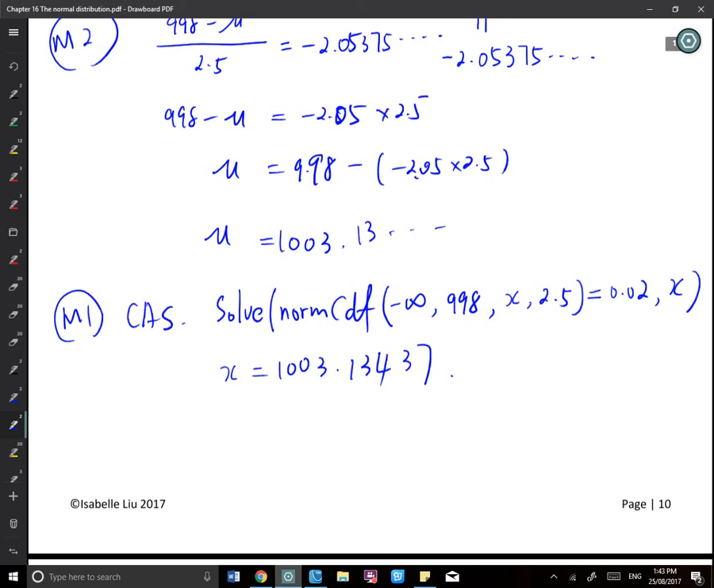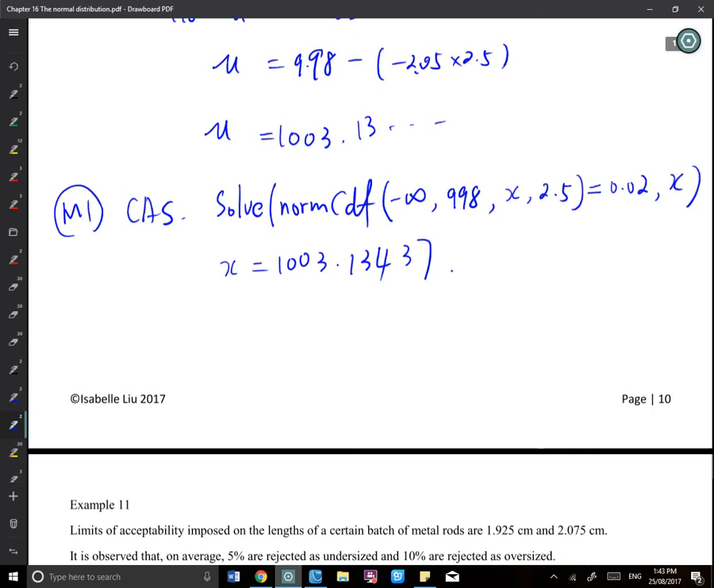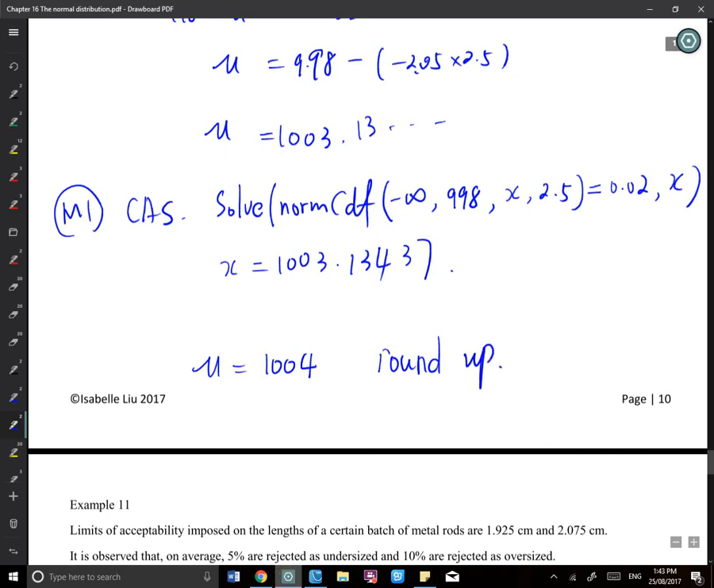What you're looking for is the actual meaning of the question. There are some questions like that. It's really tricky. You need to think about the meaning. You must remember that's the minimum requirement you are looking for. So mu must be 1004, rounded up, because 103 will give you an area more than 2%. The higher the mean, the lower that area, the lower the tail. So now your minimum mean is that you need to go up a little bit.